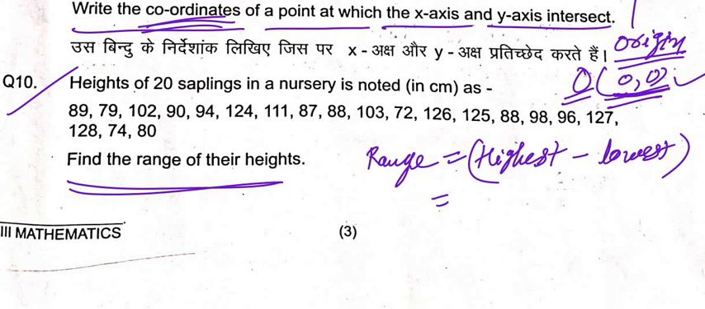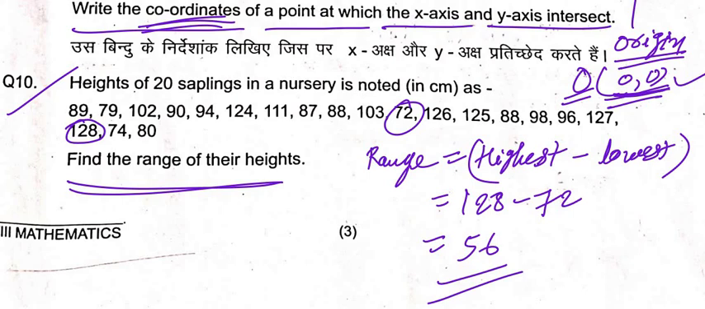The highest value, you can see we have so many values, so when you look, 128 is the highest, we can put 128, and the lowest, when you find it, you get 72. So 128 minus 72, we get the solution as 56. So this is section 1, the 1 mark questions.